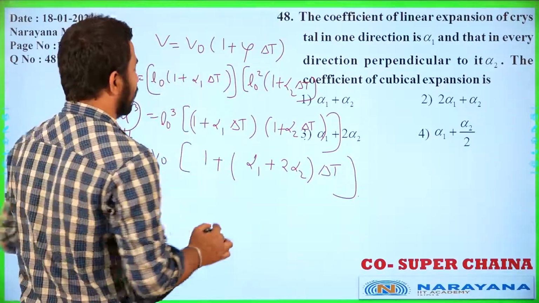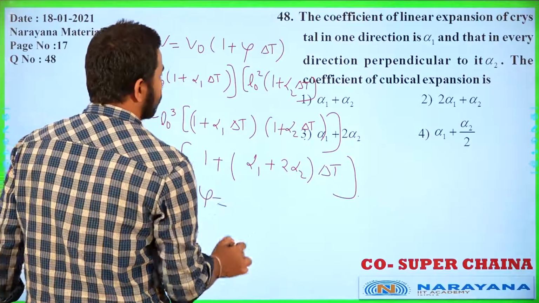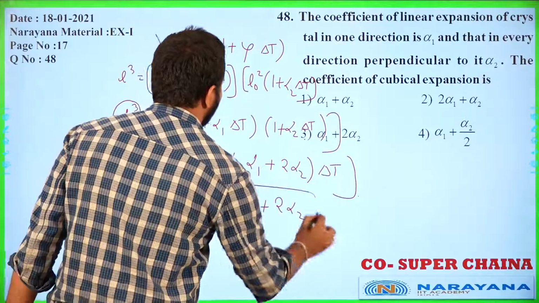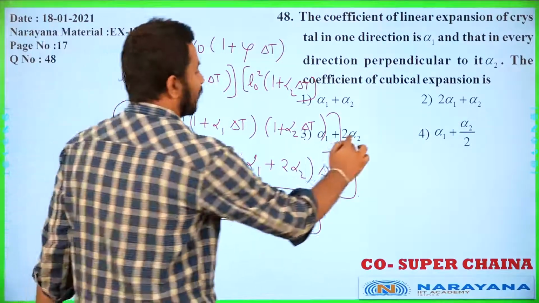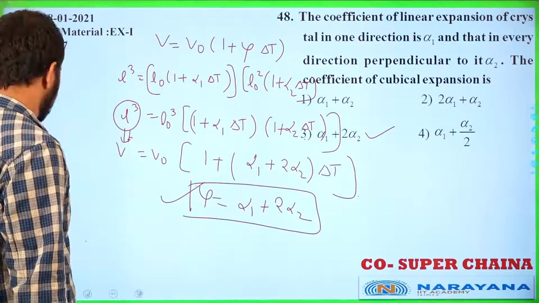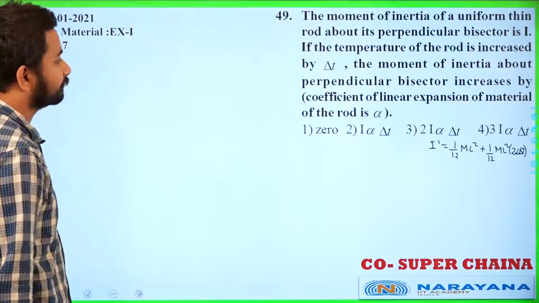So if you compare here, we will get that gamma is nothing but alpha 1 plus 2 alpha 2. That is my required answer for this question. So from here I will get this is the correct answer, right? So this is how you have to proceed here. Let's move to the next one now.